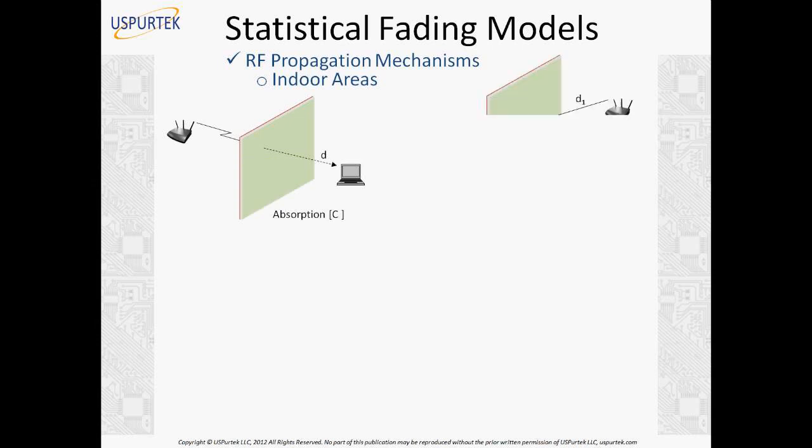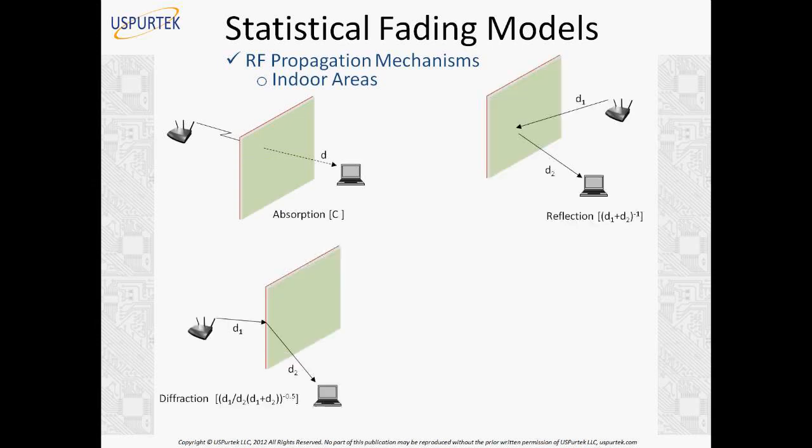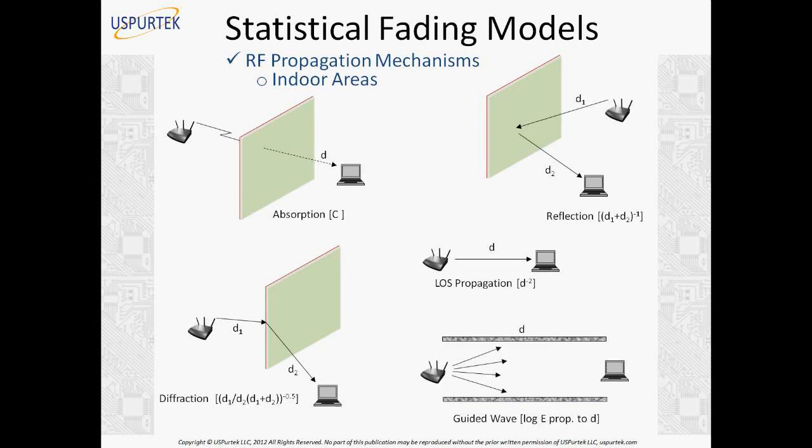Indoor areas, it's simplified a little, but there are more things happening here. You could have absorption: an access point or a base station or a node B on the other side of the wall, and your PC or a handset is on this side of the wall. So the signal gets absorbed by a constant value C. There is absorption in the wall itself, and that depends on what type of wall is there in between the access point and your computer.